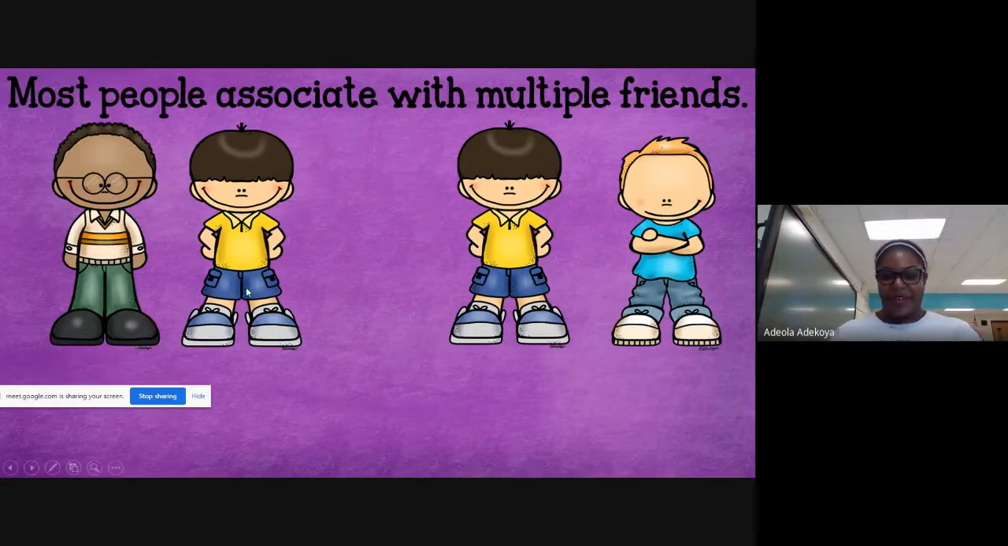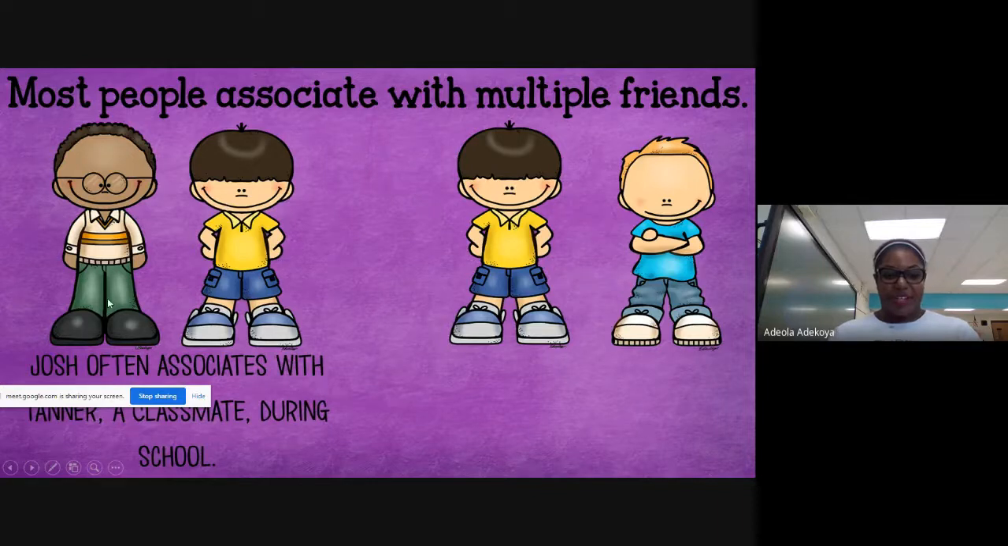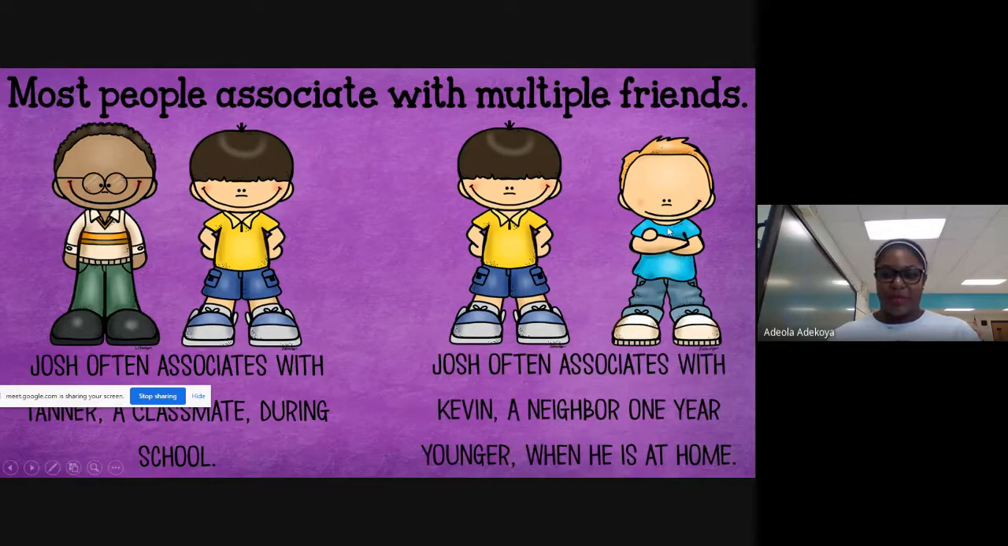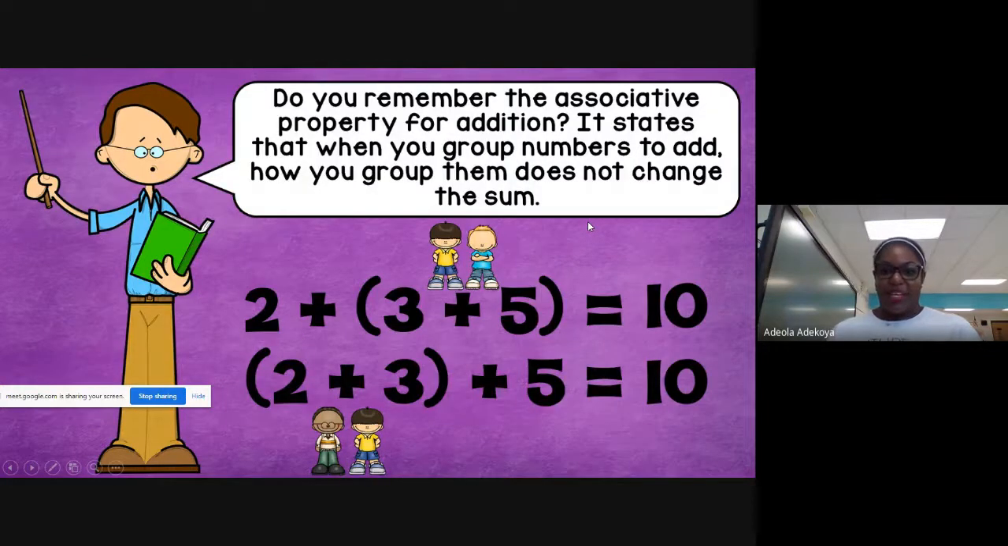All right, so here's our friend here. Josh is often with Hannah, a classmate during school, but then he associates with his neighbor, Kevin, when he's at home. All right. Here is the associative property for addition. It states that when you group numbers to add, how you group them does not change the sum. However you group them, it does not change.